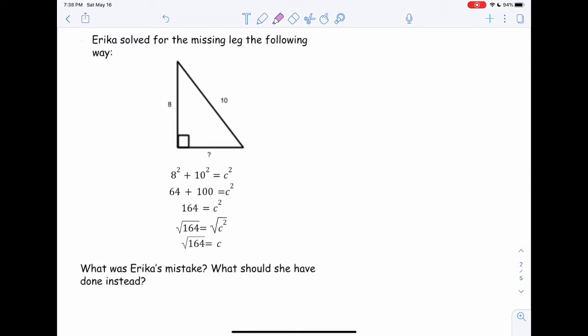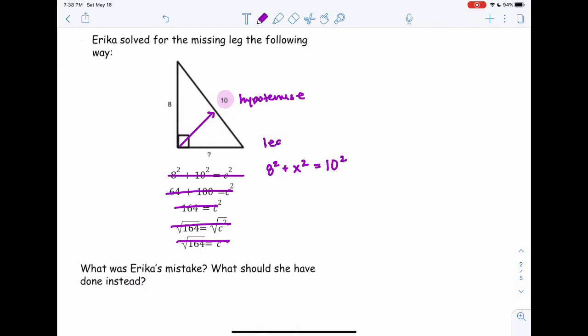Okay, so hopefully you noticed that this 10 right here is supposed to be the hypotenuse. So remember, our hypotenuse is across from our right angle. And we know that she immediately messed up on her first step. So that means that everything from down here is going to be wrong. Okay, so it should have been set up as 8 squared plus x squared equals 10 squared. Because remember, our equation is the same thing as leg squared plus leg squared equals hypotenuse squared.